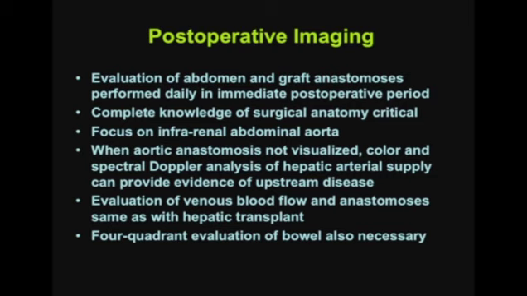Probably the most critical vessel to evaluate is the infrarenal abdominal aorta. And when the aortic anastomosis is not visualized, color and spectral Doppler analysis of the hepatic arterial supply can provide evidence of upstream disease, as is the case with liver and kidney transplants when it's difficult to visualize the anastomosis. The evaluation of the venous blood flow and venous anastomoses is the same as with hepatic transplants, and a 4-quadrant evaluation of the bowel is also necessary.